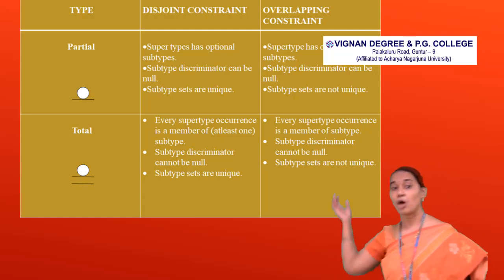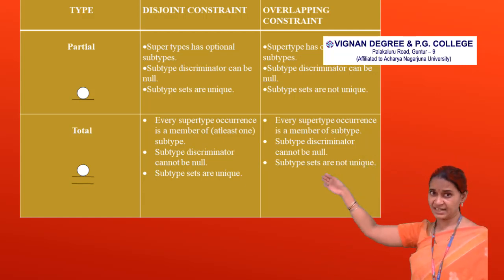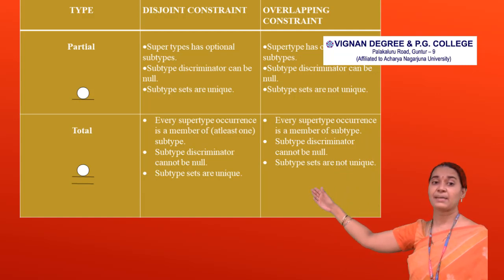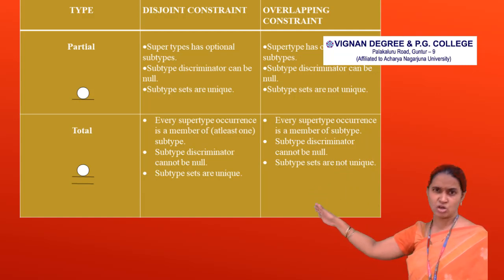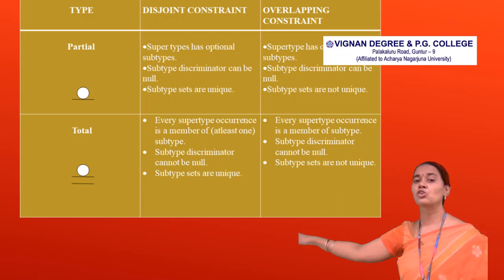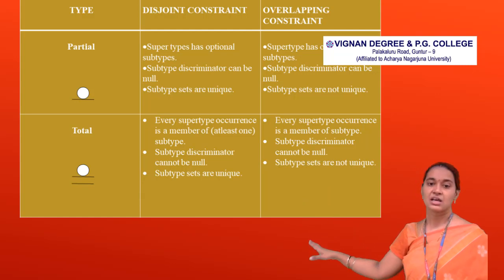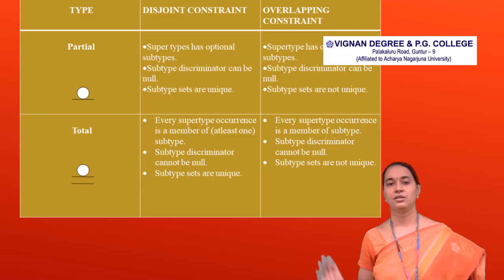So this is the module summary ending, in which I have discussed what an entity supertype is, what an entity subtype is, followed by the definition of a subtype discriminator, and followed by the various definitions which include disjoint constraints, overlapping constraints, and completeness constraints. Thank you. I hope you all followed what I have told. Thank you very much.